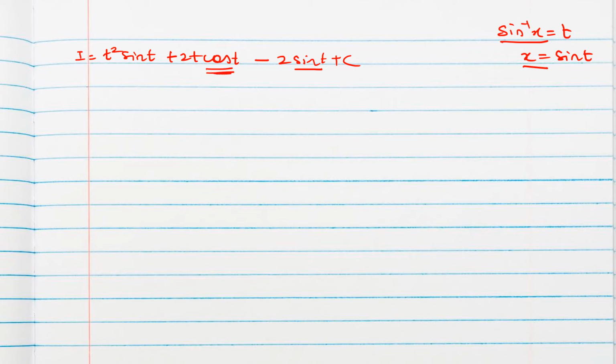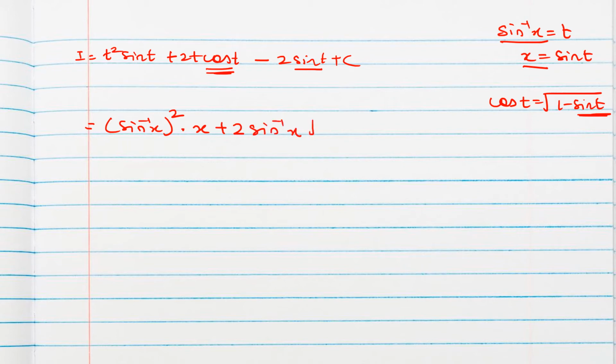So we'll use the fundamental identity. Cos t we can write as root of 1 minus sine square t. Then sine t we can substitute as x. So here t square means sine inverse x whole square. Then sine t means x. 2t means 2 sine inverse x. Cos t means root of 1 minus x square. Minus 2 sin t, which is x, plus c.